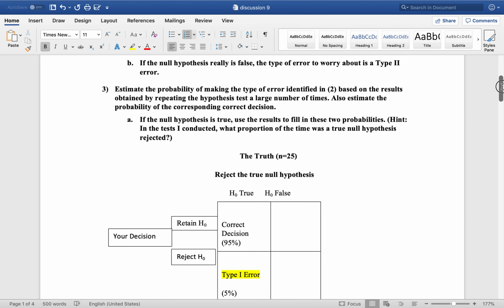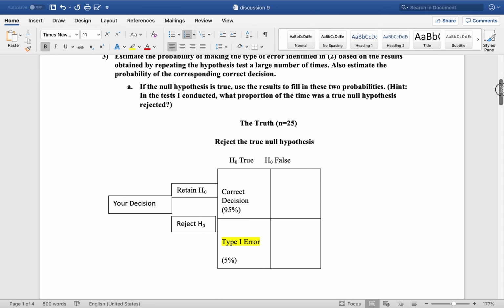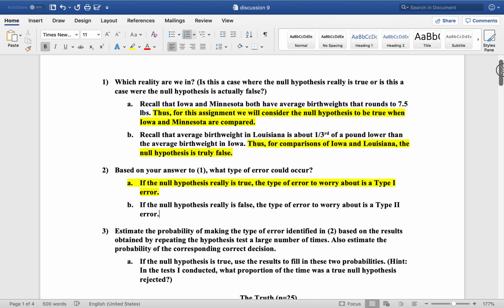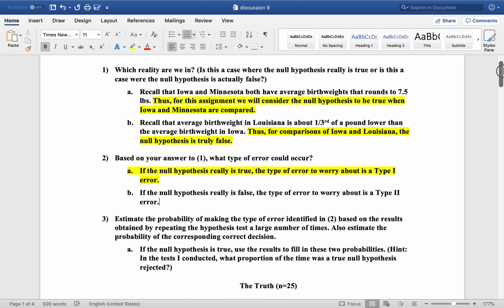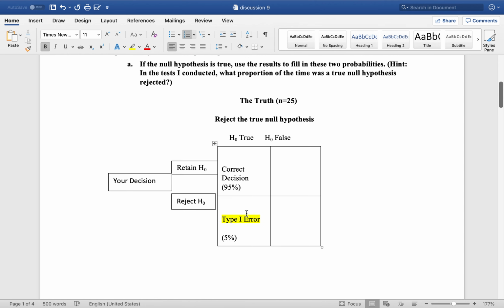And then we'll start out with n equals 25 when comparing Iowa and Minnesota. And again, since I said that the null hypothesis is true when comparing Iowa and Minnesota, I got 5% for the type 1 error, then 95% for the correct decision. And I chose this as a type 1 error because we're rejecting the true null hypothesis because we only got 5%.